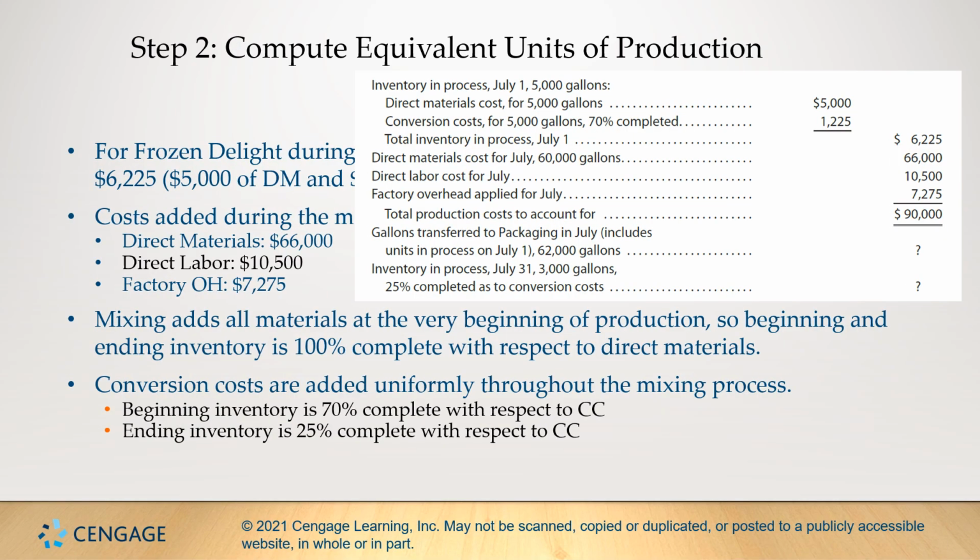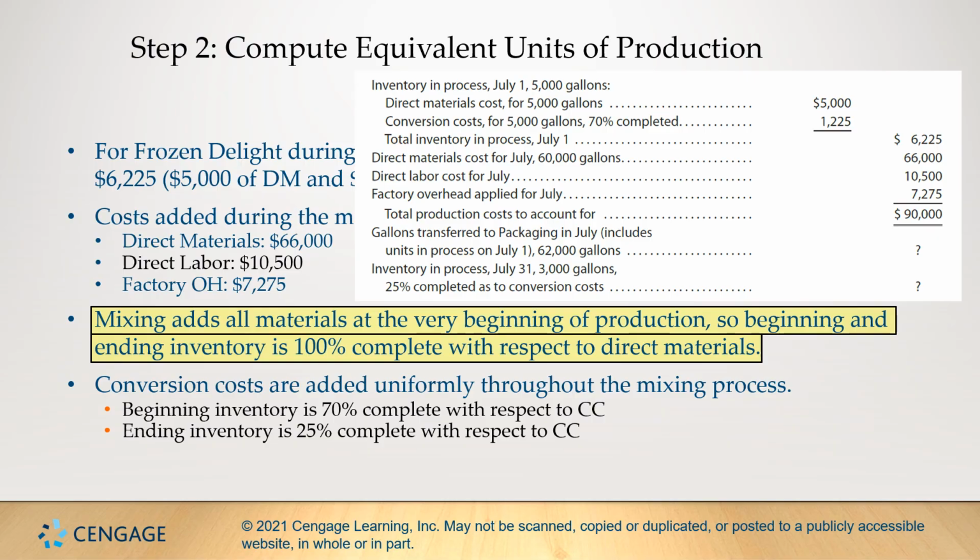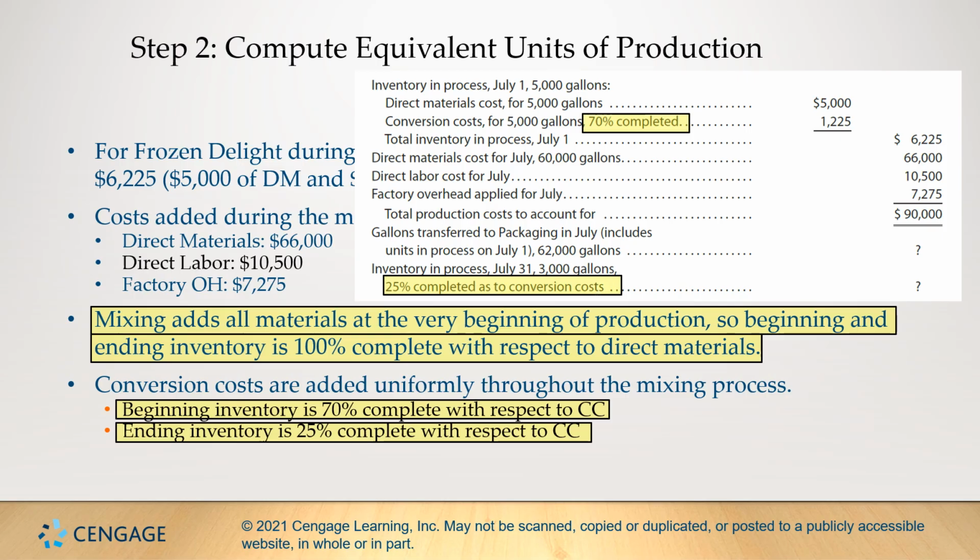Frozen Delights mixing department adds all materials at the very beginning of production. Again, think about how you make homemade ice cream. You typically add all the ingredients into the bucket before you start churning. You don't need to stop part way to add more cream or flavoring. This means that materials and conversion costs are incurred at different rates, so we will need to calculate their equivalent units separately. That said, with respect to beginning and ending inventory, they are 70% and 25% completed in terms of conversion costs, respectively.